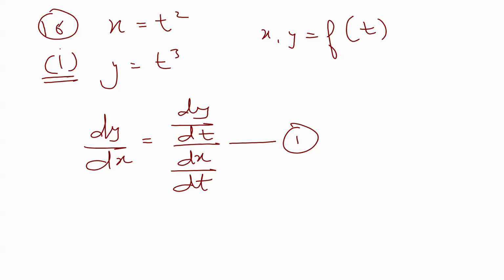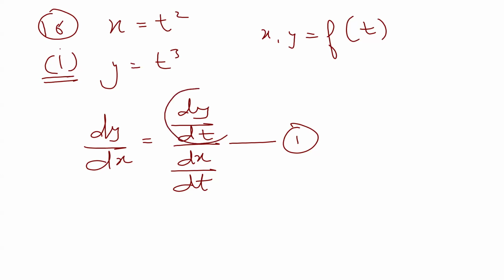So basically, x is equal to t square, y is equal to t cube. X and y are functions of t. dy by dx is dy by dt upon dx by dt. Right? Do you remember this? Parametric functions, t is the parameter. Okay.